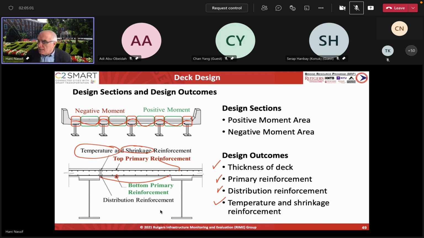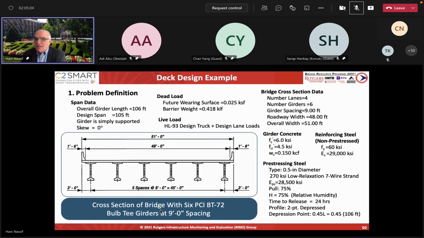So let's see how this works out. So the given in the problem is a bridge. This is the same bridge. We're going to deal with it later. We're going to be using a bulb T, a PCI bulb T, 72 inches deep. And the girders are spaced at 9 feet spacing. We have 6 girders, and the roadway width is about 48 feet. The overhang from the center line of the girder is about 3 feet, okay? And the number of lanes, we're talking 4 lanes, and the concrete girder strength is given.